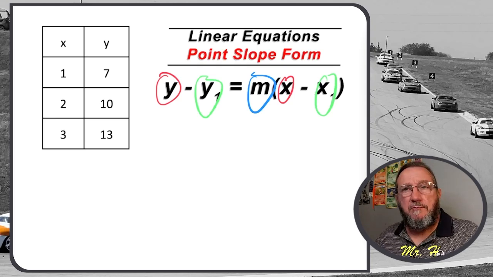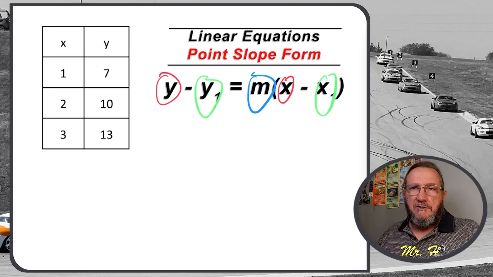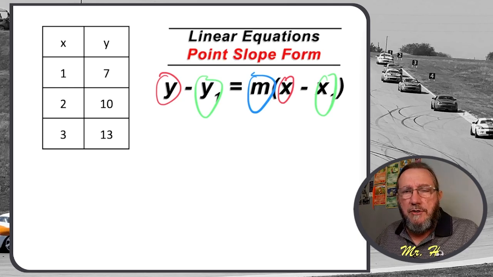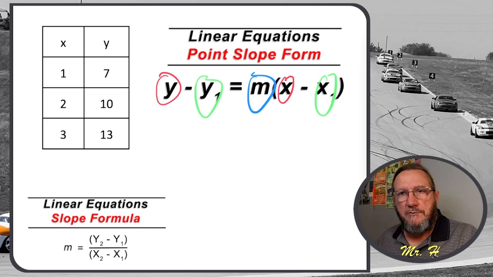We actually, in this problem, have 3 points that we can select. Again, it doesn't matter which of the 3 we choose. We can just pick whichever one we want to. However, we also don't know the slope, and we need to figure that out, which means we need to bring in that slope formula to help us with that. Let's put it to work.